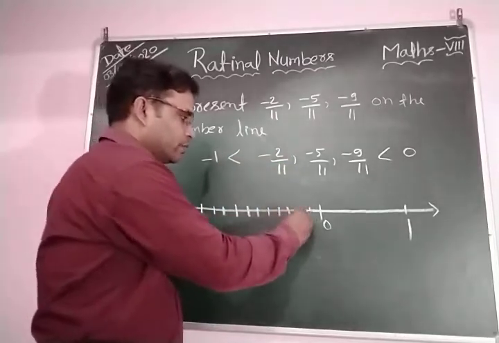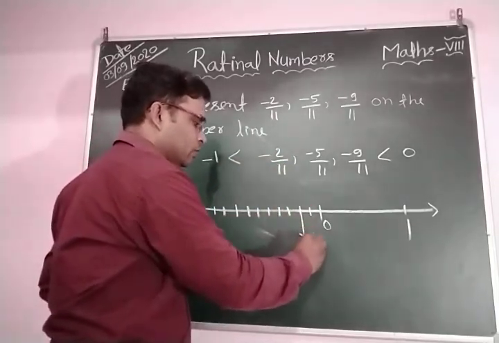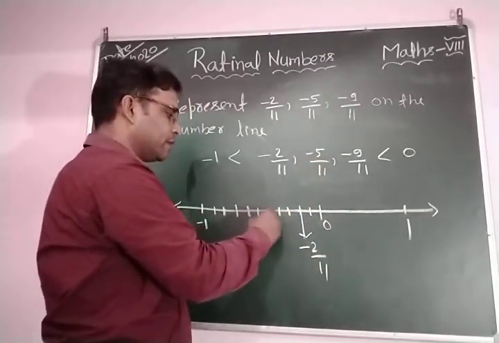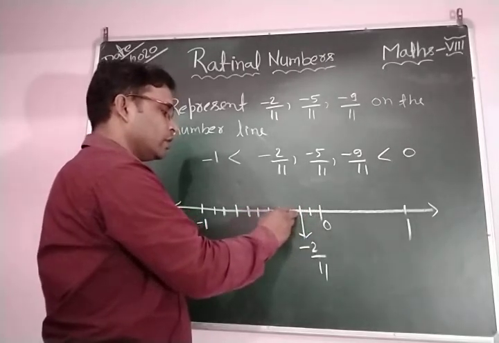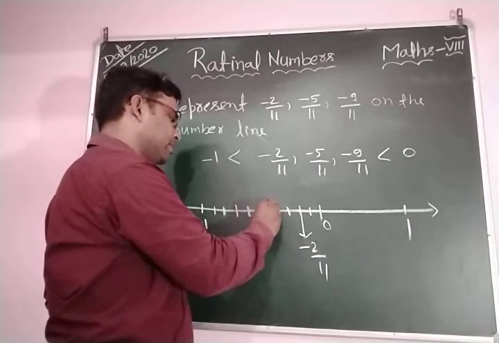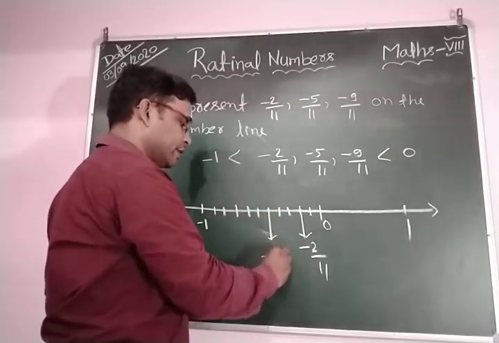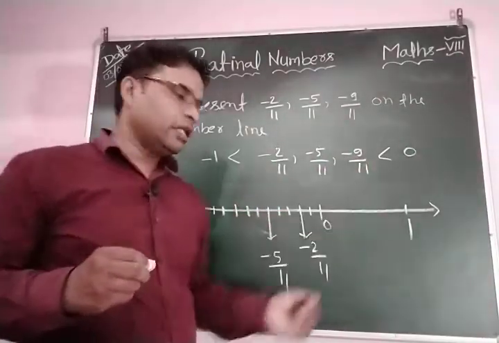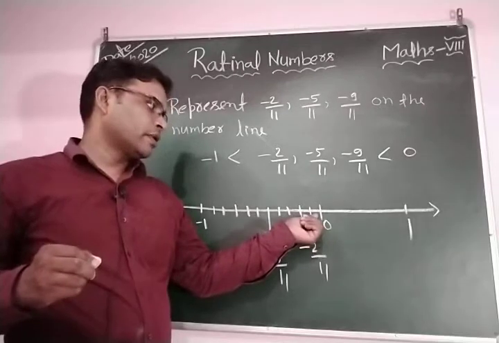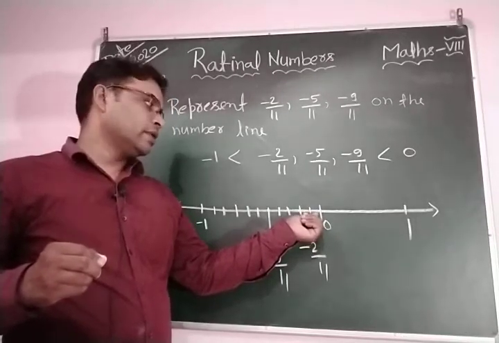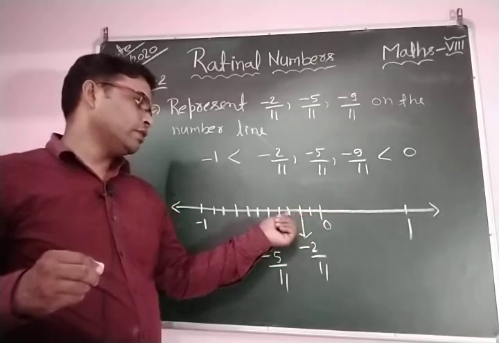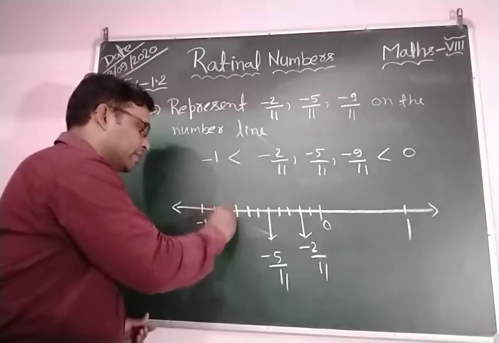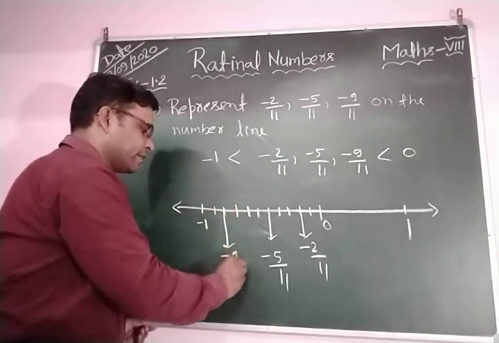So 1, 2, this represents minus 2 by 11. After this minus 5, so 3, 4, 5. Okay, 1, 2, 3, 4, 5. This number represents minus 5 by 11. Okay. Now next is minus 9 by 11. So count from 0 to the left, minus 1, 2, 3, 4, 5, 6, 7, 8, 9. This point represents minus 9 by 11.